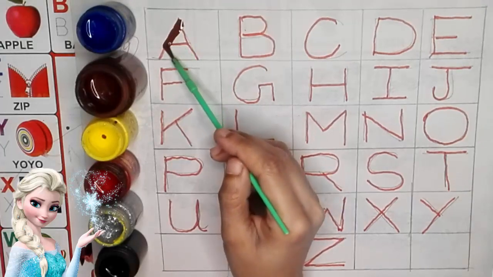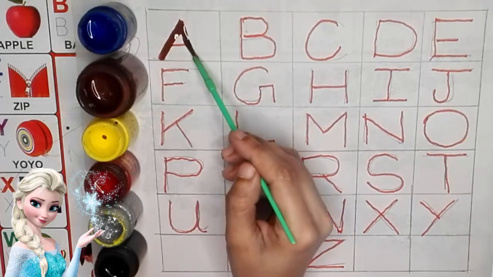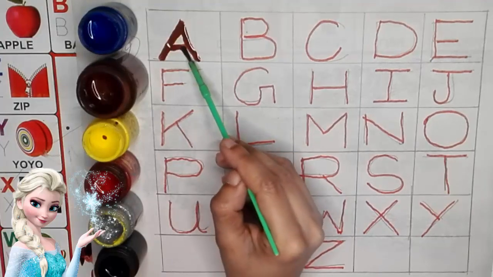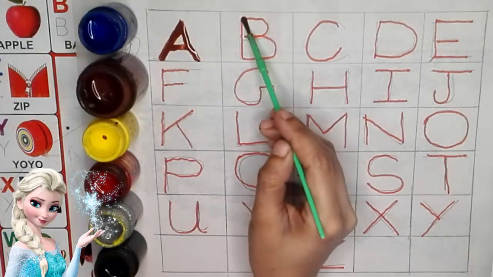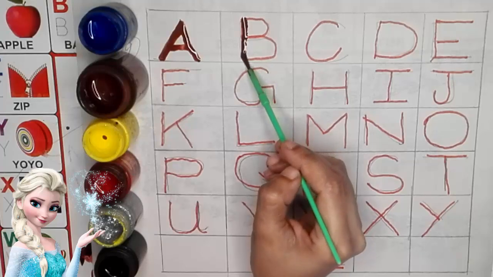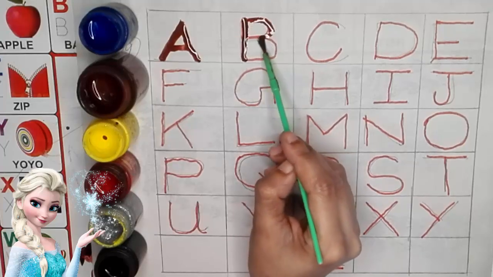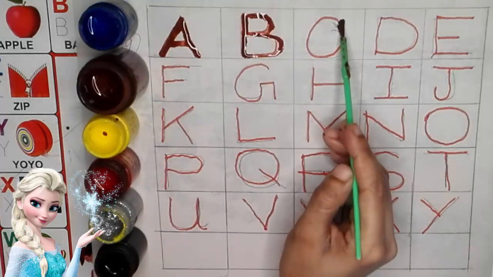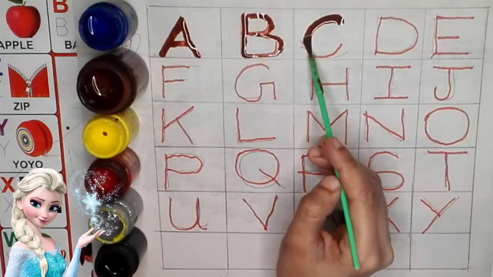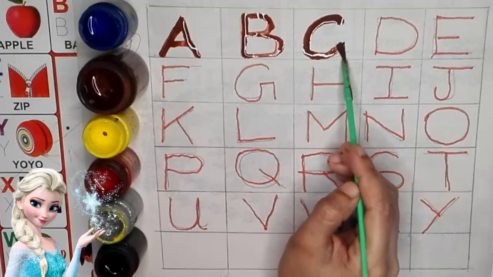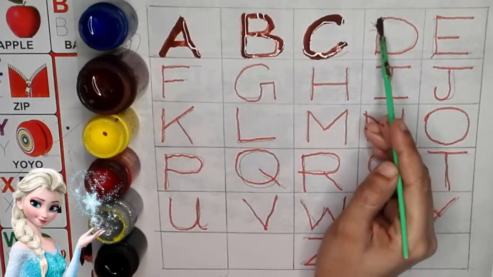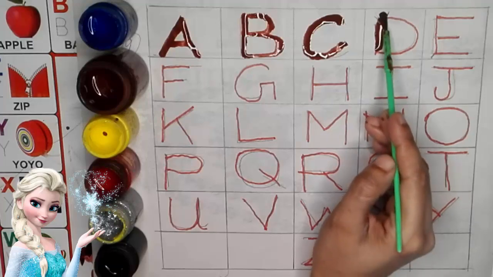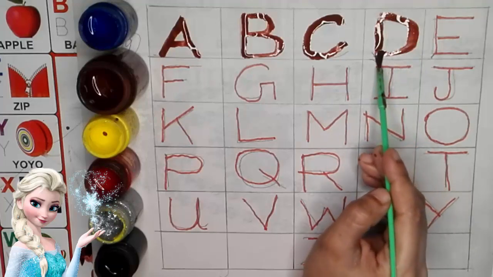Let's start to learn how to write ABC. A, A for aunt. B, B for butterfly. C, C for caterpillar. D, D for dragon.